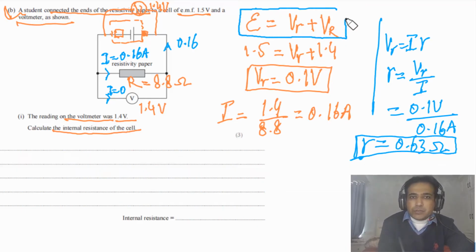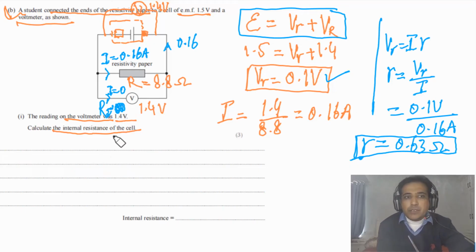So the first thing you need to understand is this. You can find the value of VR, then we can find the value of current because no current is passing through this one. The resistance of an ideal voltmeter is close to infinity. So for ideal purposes, we can consider the resistance to be infinite. So this is how you can figure it out.